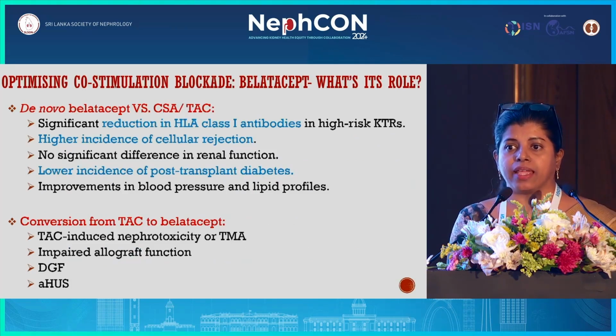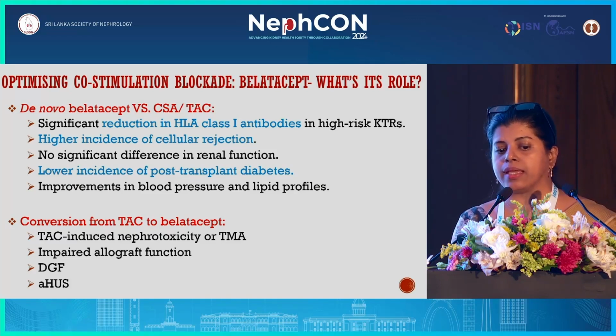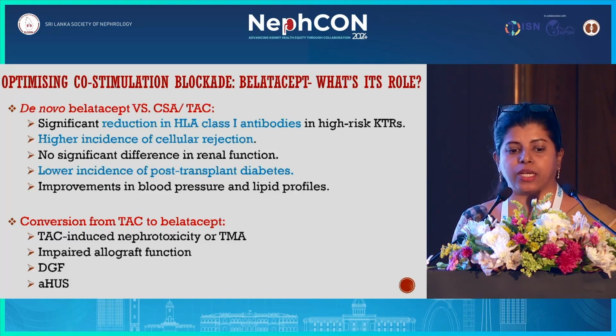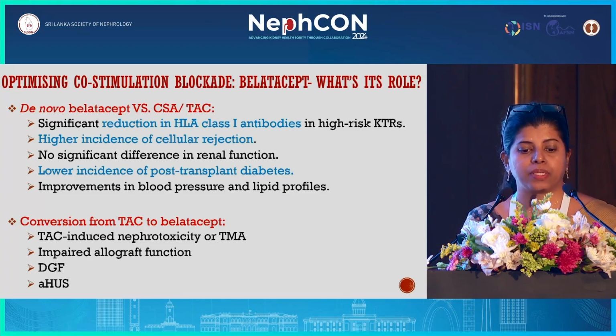Recently, there has been increasing usage of co-stimulation blockade, which is belatacept, either as a de novo replacement for CNI, or as a conversion from TAC. From the various clinical trials, what we have found is de novo belatacept causes significant reduction in HLA class 1 antibodies, but it does have a higher incidence of cellular rejection. There's no significant difference in renal function compared to CNIs. There's a lower incidence of post-transplant diabetes when compared to TAC, and there are improvements in blood pressure and lipid profiles compared to CNIs.